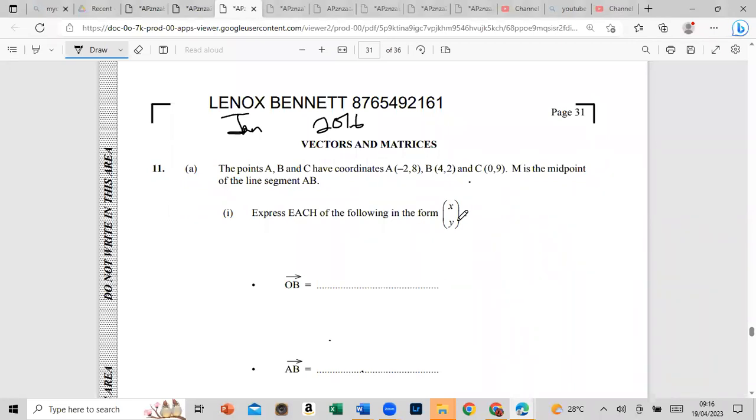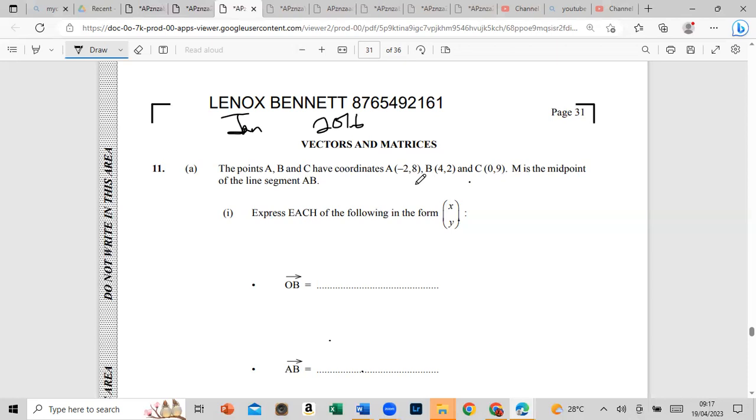Alright guys, welcome back to the next paper. It says the points A, B, and C are coordinates. So A is negative 2, 4... B is 4, 2, and C is 0, 9. M is the midpoint of the line segment AB. Express each of the following in the form (x, y). Again, column vector, we want you to express it as such.